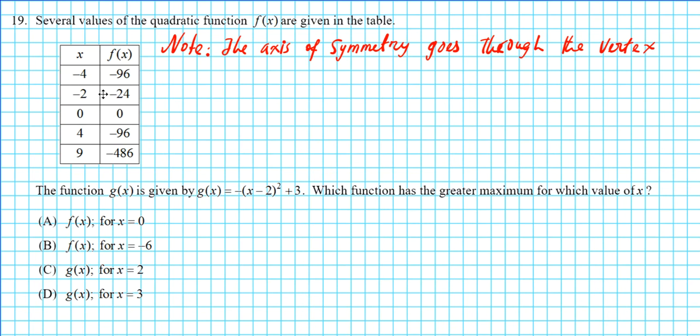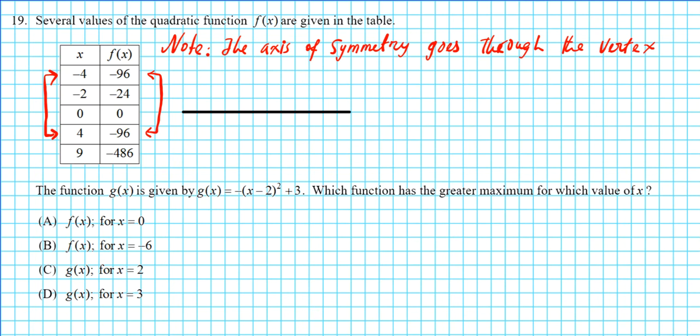So one cool thing we can exploit here is the fact that symmetry is exhibiting itself. If you look at negative 4 to 4, they're symmetric, right? They're equidistant from a central value. And we have exactly the same output values. So we see that there's symmetry happening there. So we can use that to predict exactly where the axis of symmetry is going to be.